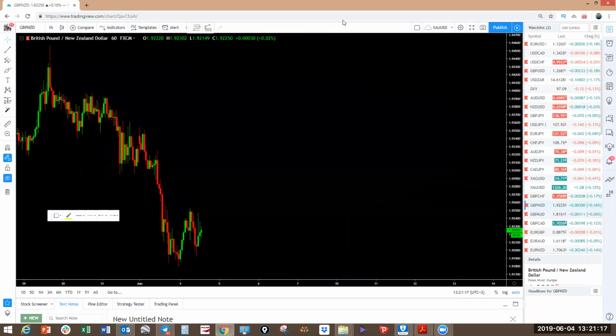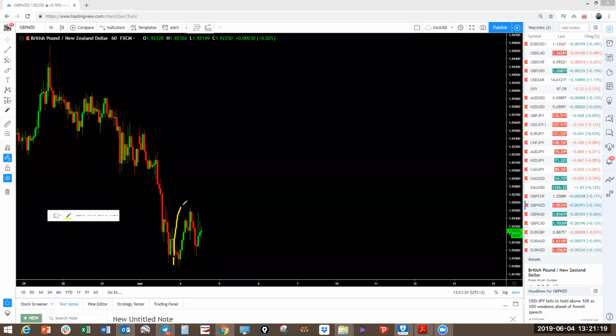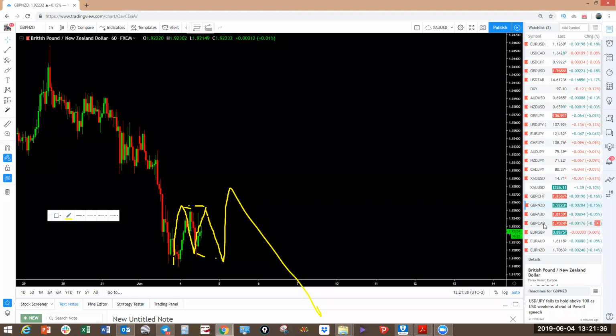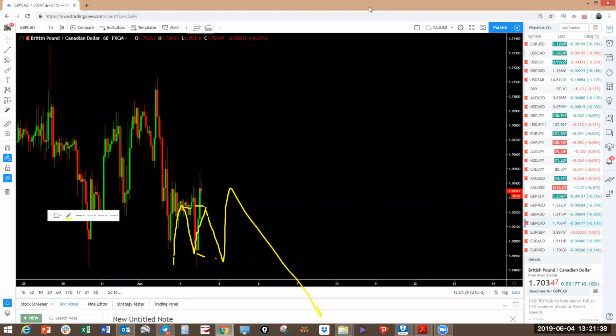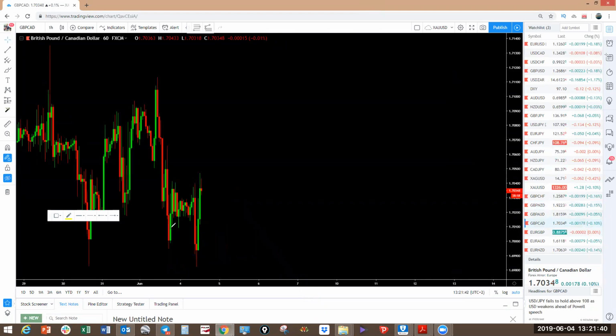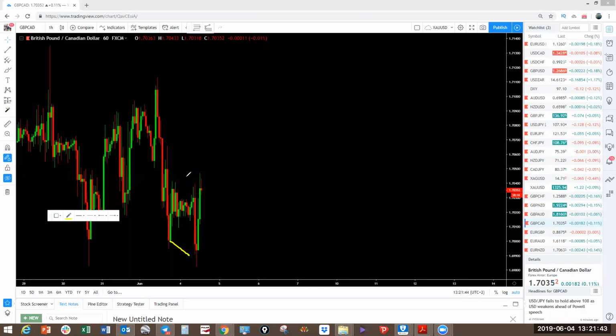Pound New Zealand, same structure. A pulse, correction. Can this one retest the top? And then we get a structure like this. Let's see. That is pound New Zealand. Let's look at pound CAD. As I said, don't let the upside moves on the pound pairs fool you. They will come down again. Expect pulsing moves to the downside and corrective structures.